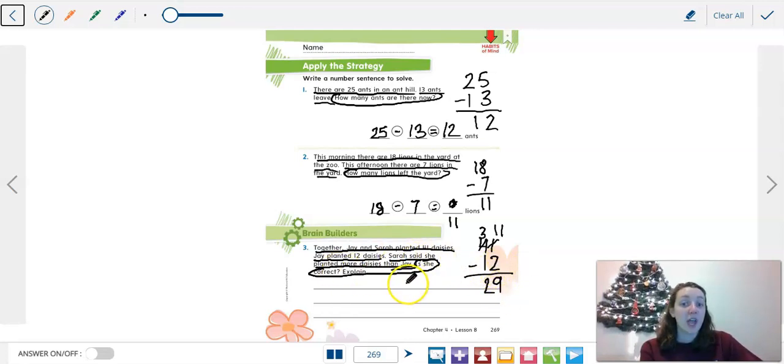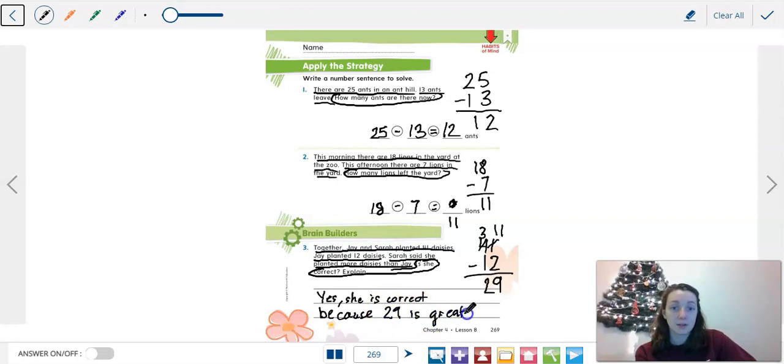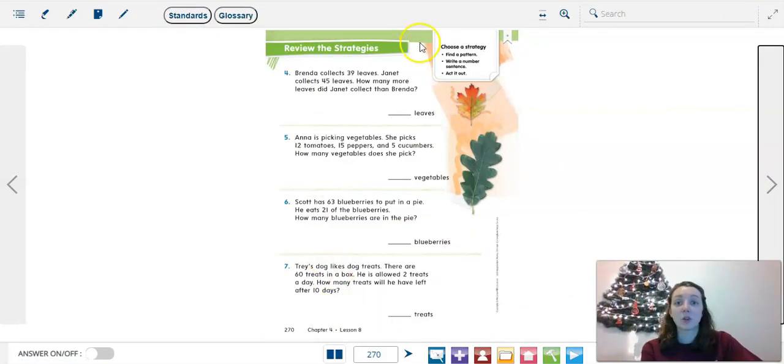She said she planted more than Jay. Is 29 more than 12? Yes. And so to explain, we could say, yes, she is correct, because 29 is greater than, or you can say bigger than, 12. Right? So that's a good example of explaining your thinking. It doesn't have to go long or crazy. It's just you know that she is right because when you solved it, you got 29, and that's bigger than 12. Okay?